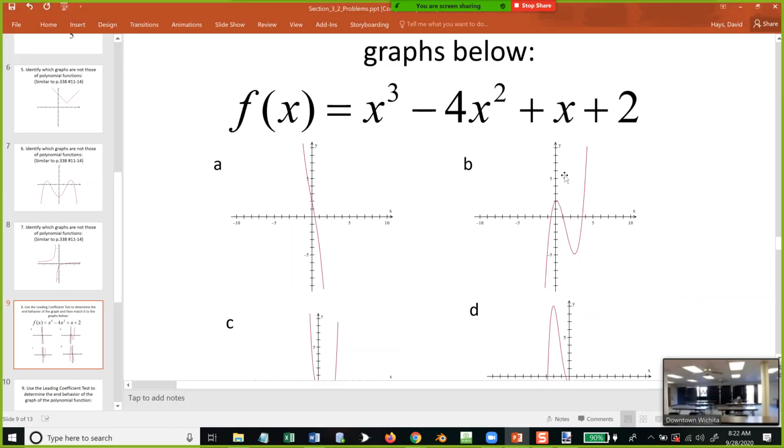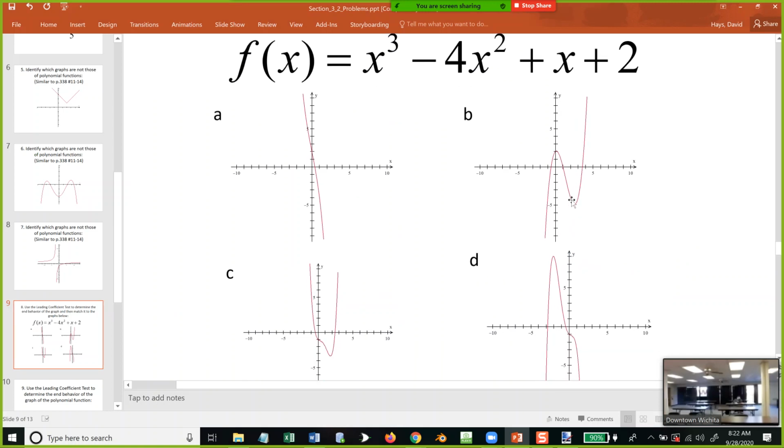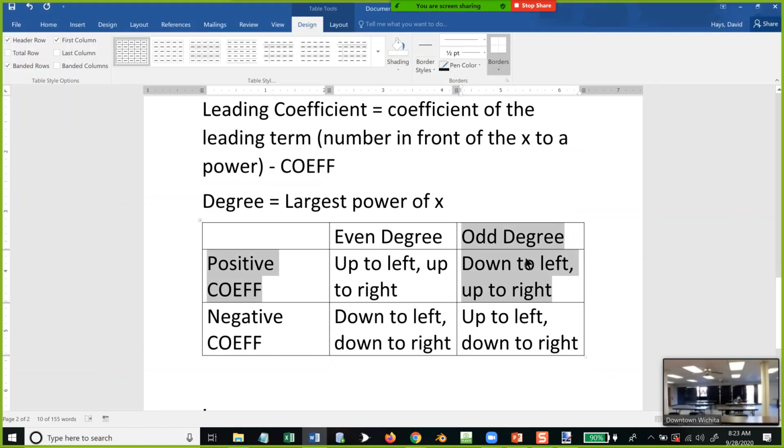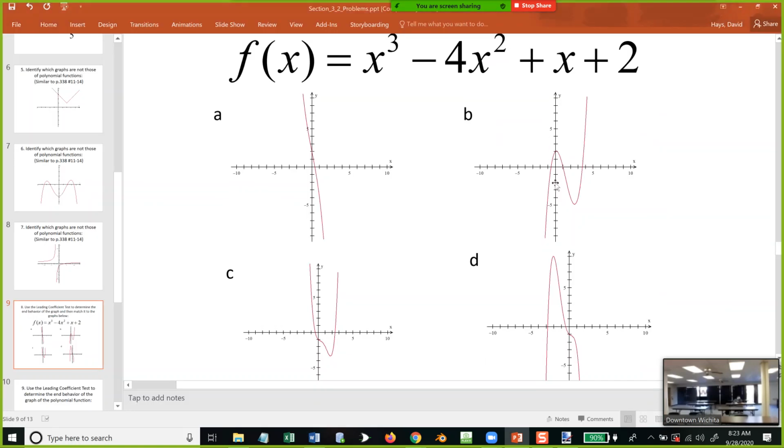So as I look here, I'm looking for a graph that's down to the left, up to the right. That's up to the left, down to the right; up to the left, up to the right; down to the left, down to the right. This is the one that's down to the left, up to the right. So down to the left, up to the right is B. So that matches that one. Now it doesn't tell us anything about what's happening in the middle. All it's telling us is what it's doing clear to the left, what it's doing clear to the right. That's what the leading coefficient test tells you.